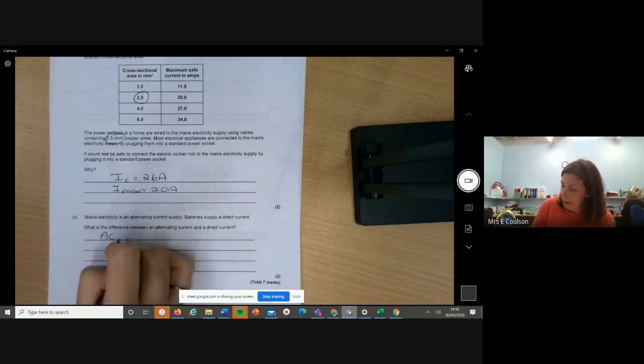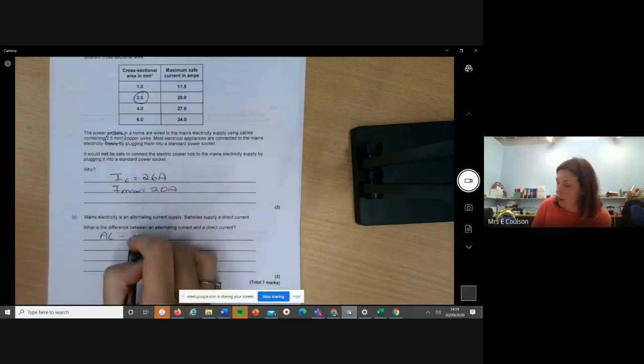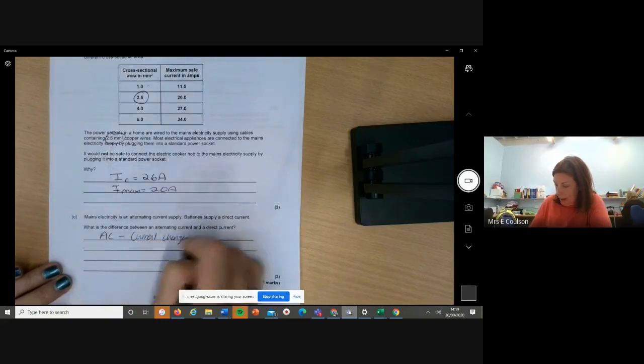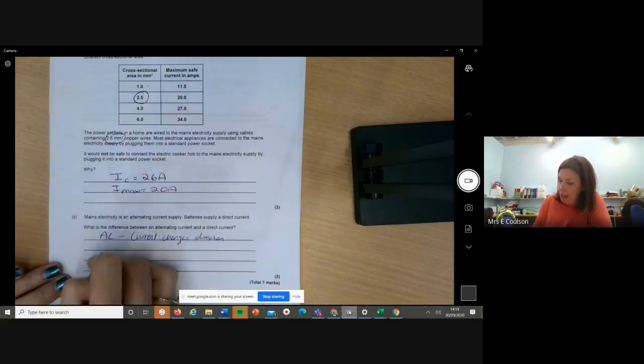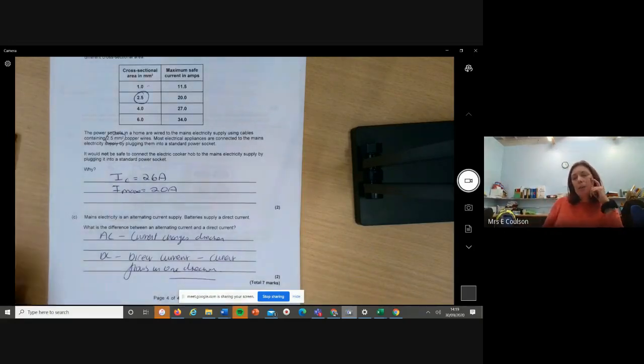So AC, alternating current, the current goes in 2 directions, so it moves forwards and backwards. So the current changes direction. And then DC, that's called direct current. That comes from a battery, and that means the current flows in one direction. Okay, so we will look at that in chapter 5 anyway, but that's the answer to that.